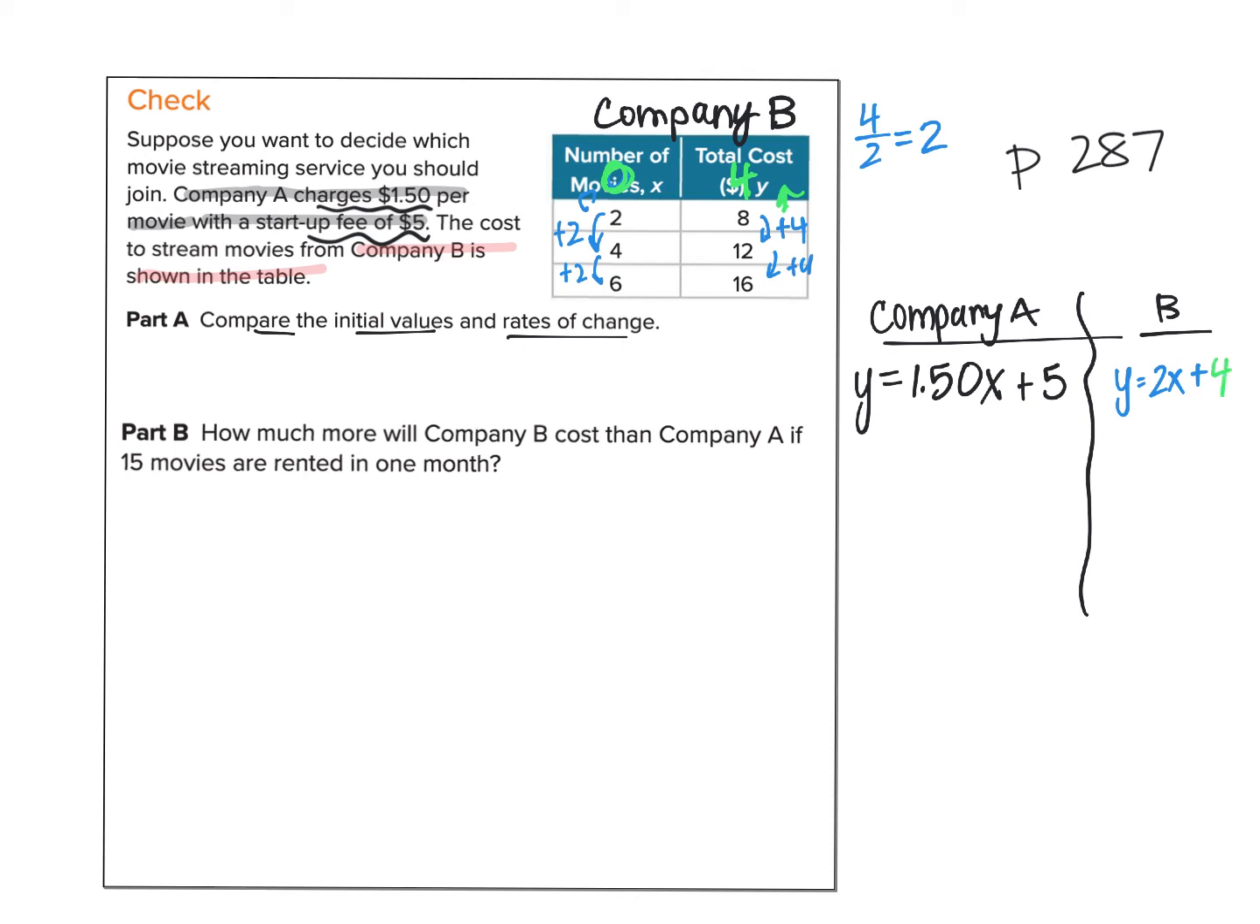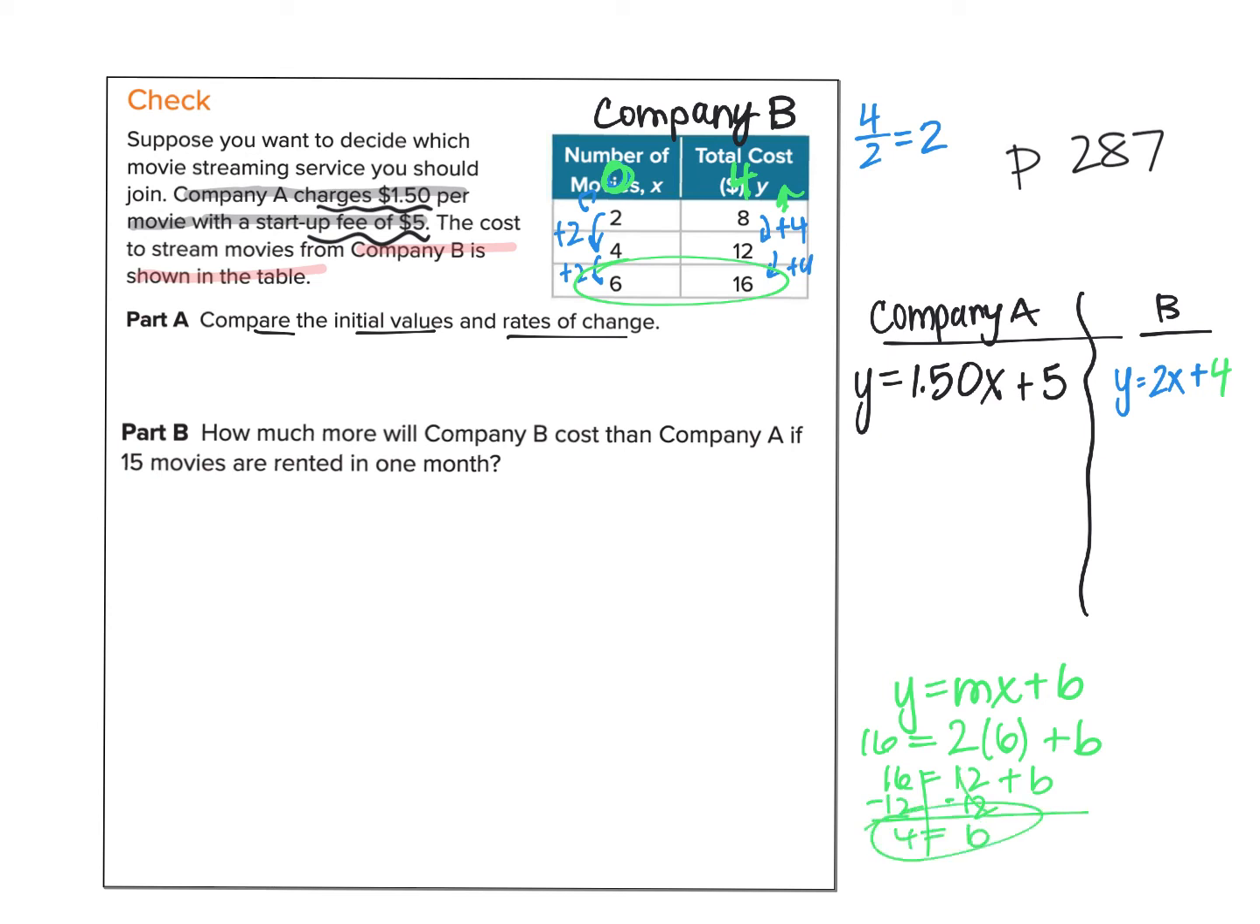Now, if you didn't like doing it that way, you could have said, all right, y equals mx plus b. You know the slope was 2, and then you would plug in a point. Maybe I would do 6 and 16, plus b. I get 16 equals 12 plus b. Subtract 12. Again, this is just kind of quick. And then b equals 4, which is what I got. All right, so now I have both equations.